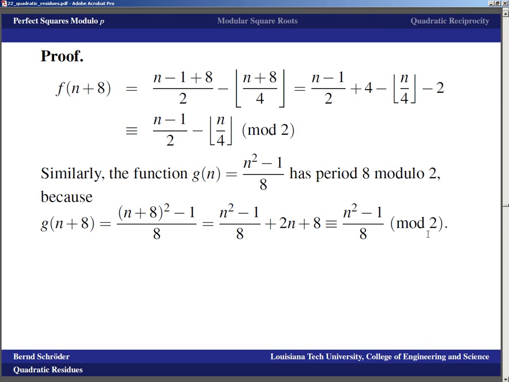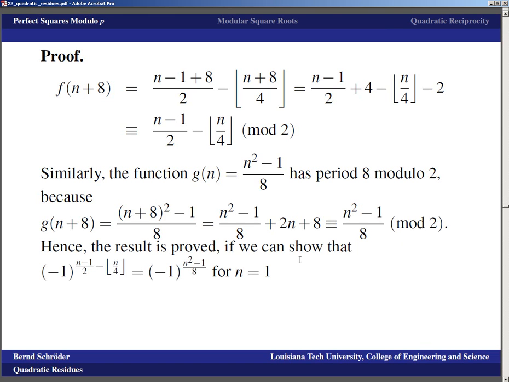So g of n plus 8 is also equal to g of n. And that means the result is proved if we can show that the left side, negative 1 to the n minus 1 over 2 minus n over 4, is equal to negative 1 to the n squared minus 1 over 8 for n equals 1, 3, 5, and 7. And that is actually not hard, so let's go ahead and do it real quick.